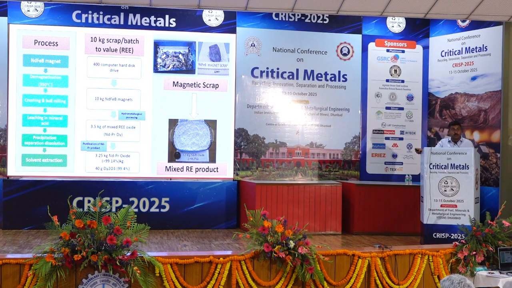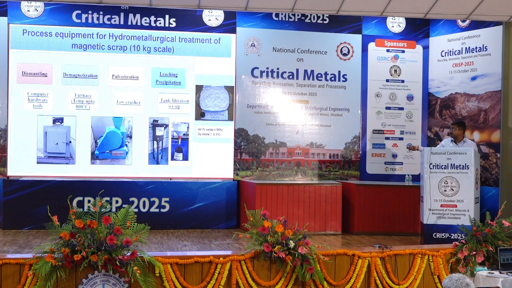Rare earth oxide as a product which has greater than 99% purity, but it was mixed rare earth oxide. It contained all the rare earths which were used to make the magnet, that is Nd, Pr, Dy and Tb. So 4 rare earth elements were present. This we have separated. These are the steps.